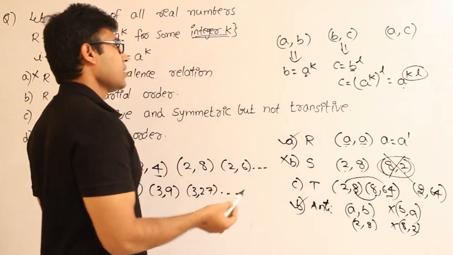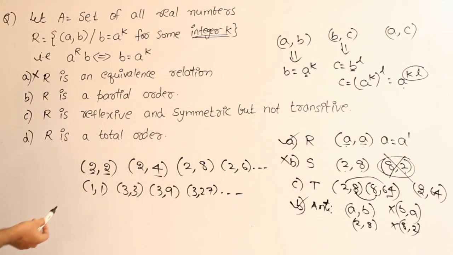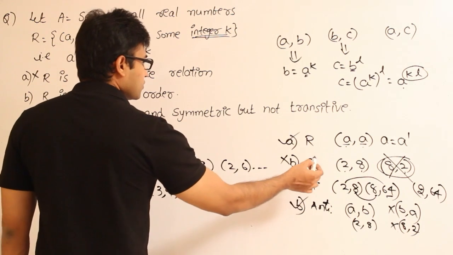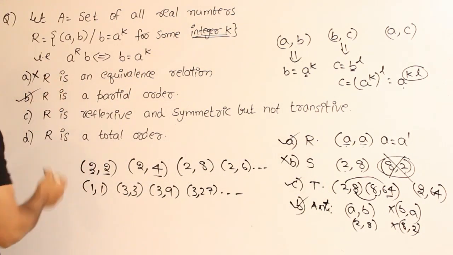Therefore, if you have (A, B) and (B, C), definitely (A, C) will also be present in the relation. So it is definitely transitive. So it is reflexive, antisymmetric and transitive. So we can say that it is a partial order.